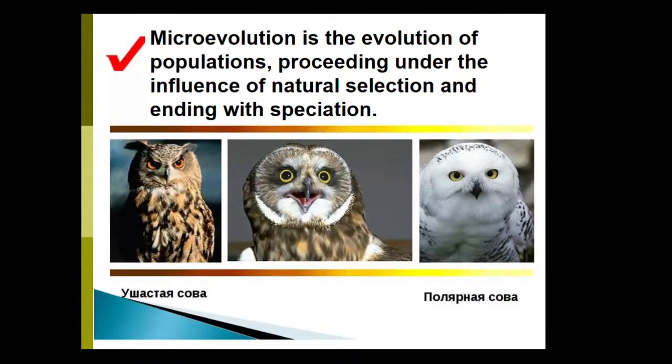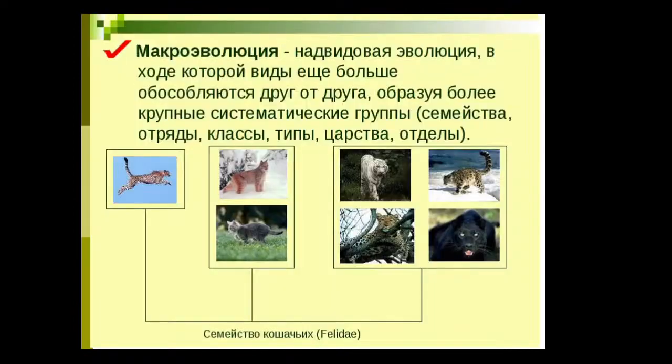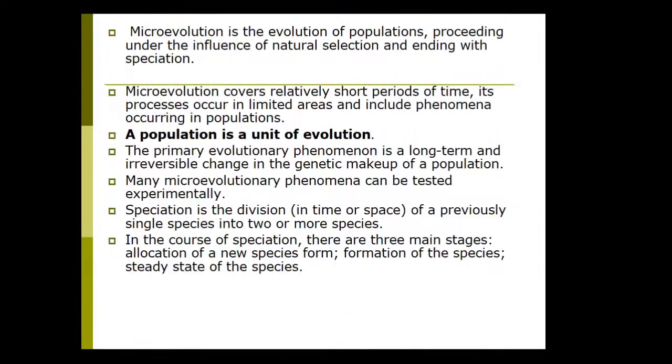Microevolution is the evolution of populations proceeding under the influence of natural selection and ending with speciation. In this picture you can see owls. At first they look the same, but at second glance they are very different. But it is one type.